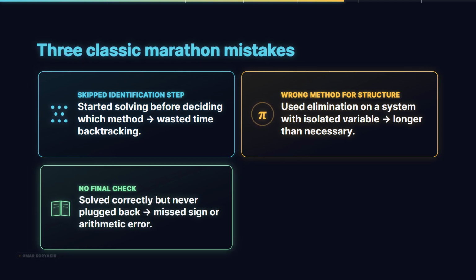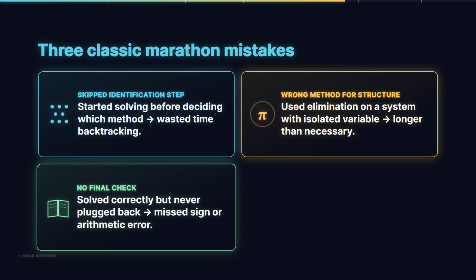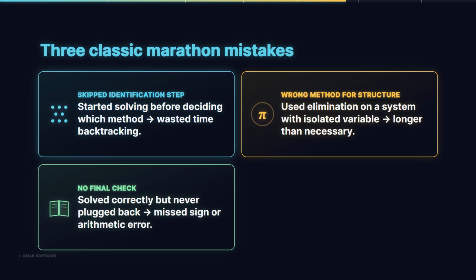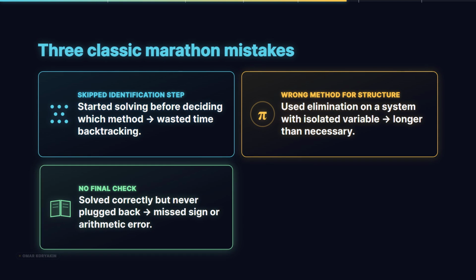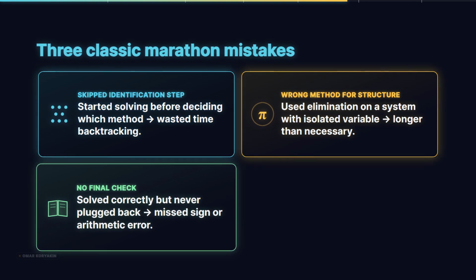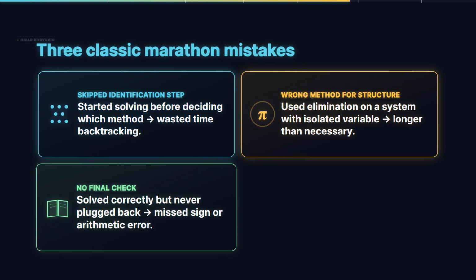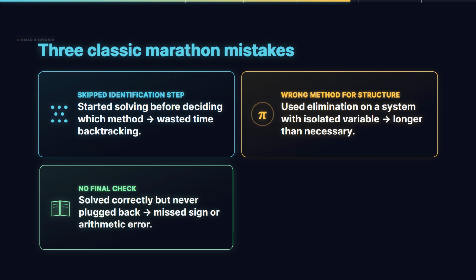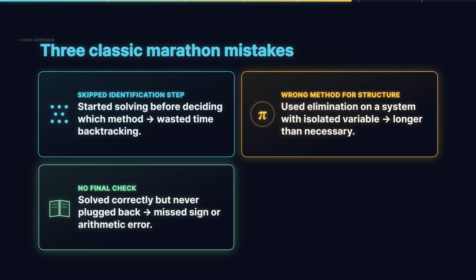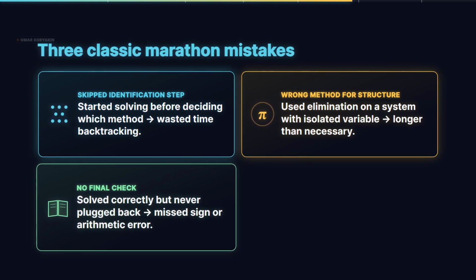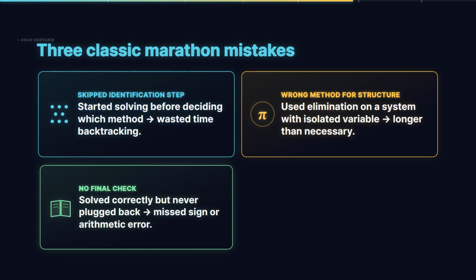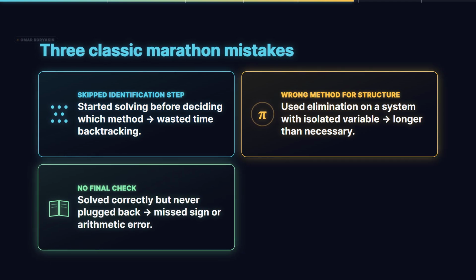A student arrives at a solution, writes it down, and moves to the next problem without plugging the values back into the original equations to verify. A small sign error or arithmetic slip in the middle of the solving process corrupts the final answer, but the check would catch it immediately. The fix is to always plug the solution back into every original equation before declaring the problem done.